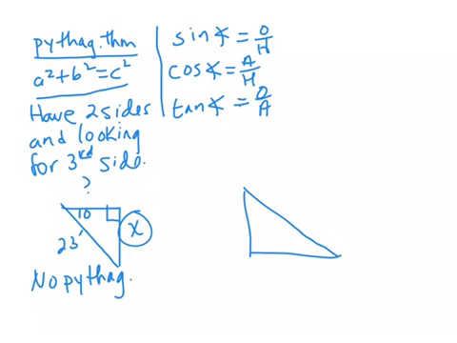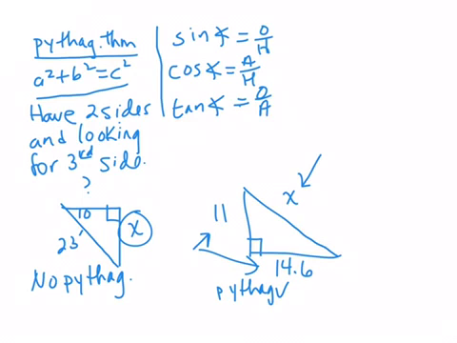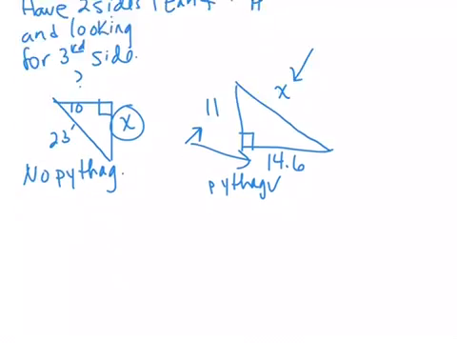All right, let's look at a different triangle. Let's say we're looking for this side. We know that this is 11 and this is 14.6. So what are we looking for? We're looking for one side. We have two sides already. So yes, we can use Pythagorean theorem. That's definitely the way to go. You actually can't use trig on this one because we don't have any angle measures except the 90 degrees. All right, let me move this up out of the way.